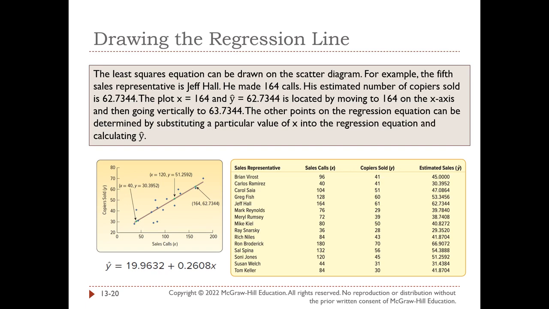Oh, that happens. Anyway, the other points on the regression equation can be determined by substituting a particular value of x into the regression equation and calculating y hat. Basically, the estimated sales give us the proper line of regression, the linear regression. And we can basically plot out that whole line. Again, if you have a graphing calculator, it actually works very well by inserting certain points. That's if you really want to see what's going on.